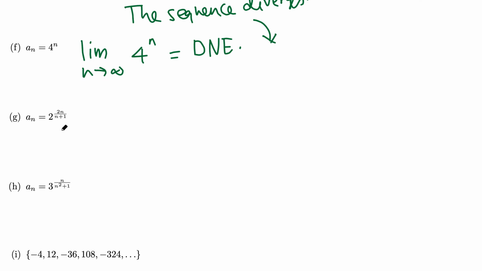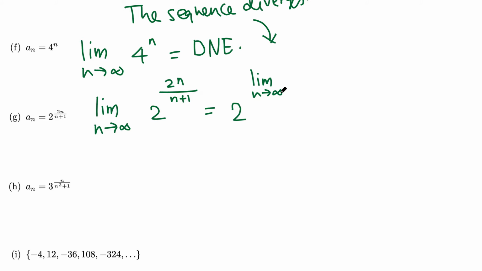Let's find the limit of 2 raised to 2n over n plus 1. So we can take this limit to the exponent. So 2 raised to the limit as n approaches infinity of 2n over n plus 1. That is 2 raised to, let's find the limit.